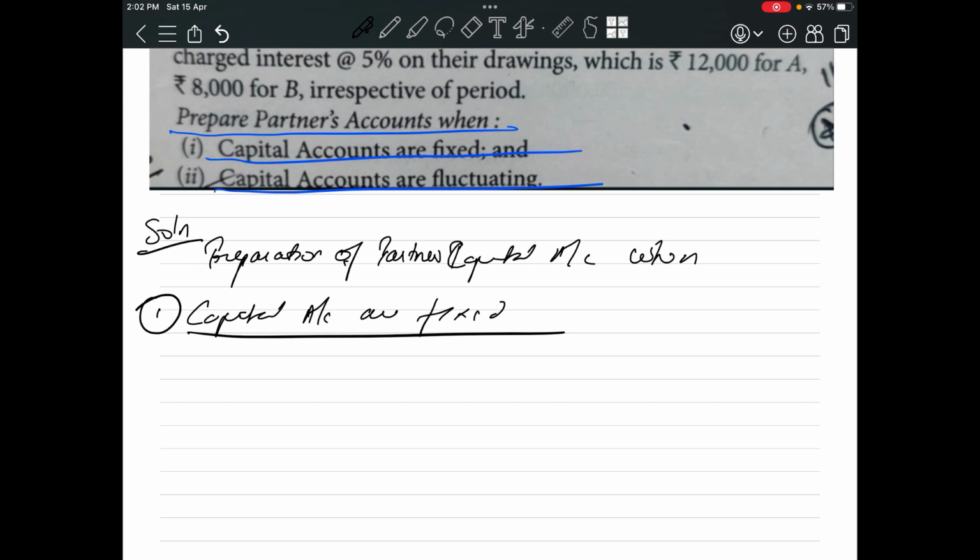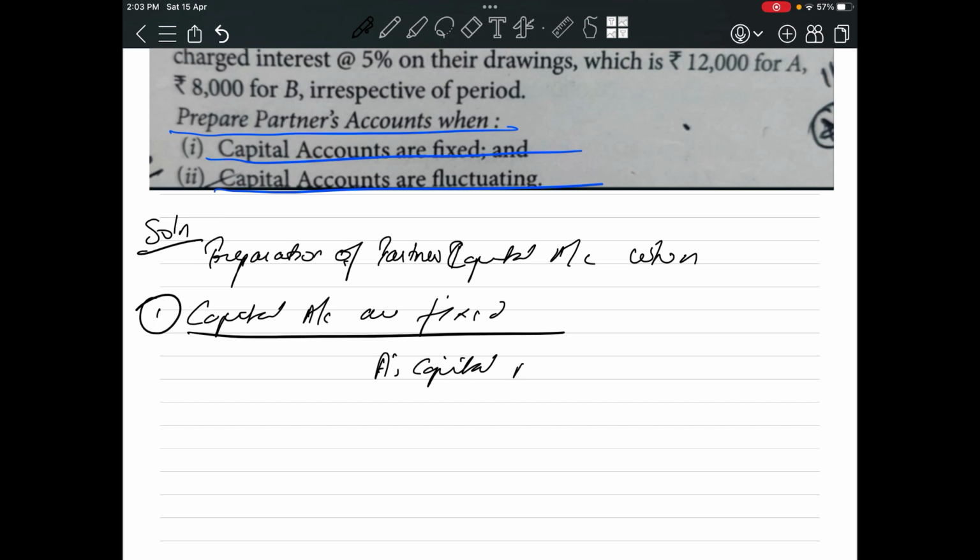In future questions, for example in case of admission, retirement, or death, you will prepare one capital account for all the partners. We will discuss that later on. Now we will prepare separate capital accounts. Now the capital account is fixed, so we have to prepare two accounts: one capital account and one current account.